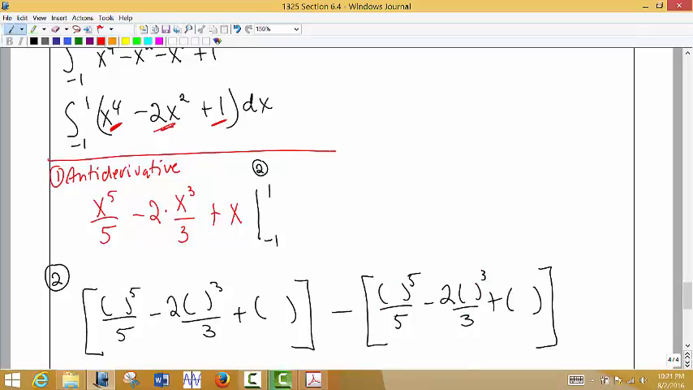Alright, so which number is going to go into the first bracket? Well, we said the larger number of the two, so I'm going to put 1, 1, and 1. In the second bracket, we're going to put the smaller of the two, so we're going to put minus 1, minus 1, minus 1.